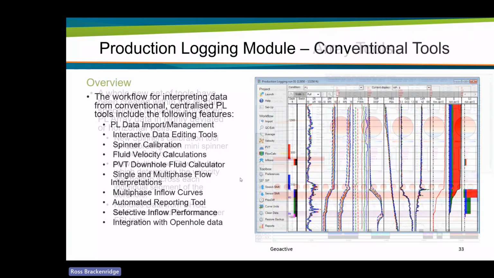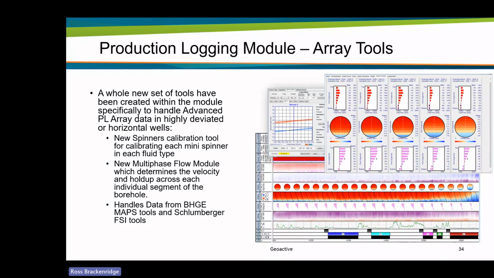But if we go to the advanced tools in deviated and horizontal wells, the interpretation had to completely change. It is still the same module, but the workflow was pretty much rewritten specifically for this scenario, because now we're not looking at averages in the middle of the borehole. We really need to look at the full borehole and use the data from these advanced tools like Schlumberger FSI and the MAPS tools that are used by Baker, Halliburton and other companies.